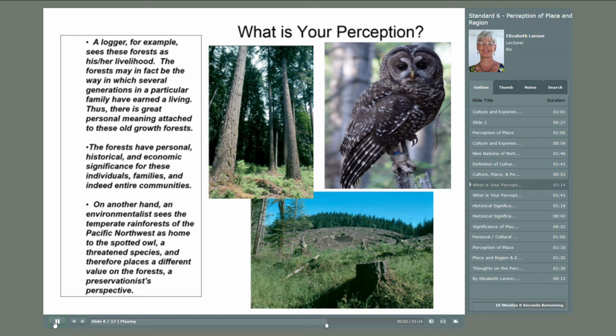On another hand, an environmentalist sees the temperate rainforests of the Pacific Northwest as home to the spotted owl, a threatened species, and therefore an environmentalist places a different value on the forests, a preservationist's perspective. What's your perspective about the Pacific Northwest forests?